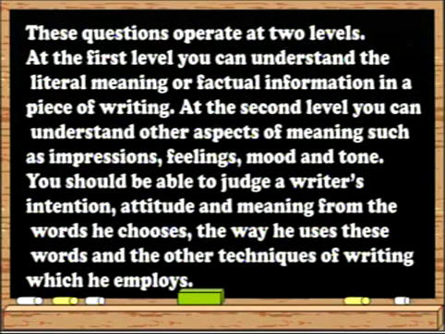Boys and girls, comprehension continues to present a stiff challenge to candidates. Each year, the report on the examinations stresses the need for students to be given more practice in answering comprehension questions. These questions operate at two levels. At the first level, you can understand the literal meaning or factual information in a piece of writing. At the second level, you can understand other aspects of meaning, such as impressions, feelings, mood, and tone. You should be able to judge a writer's intention, attitude, and the following guidelines should prove to be very helpful to you.